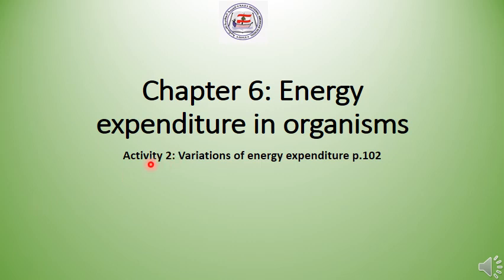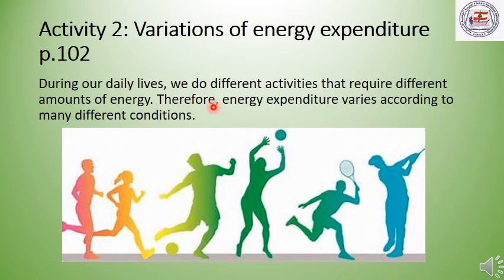Today we're going to start Activity 2, Variations of Energy Expenditure of Chapter 6, Energy Expenditure in Organisms. To do that, please open your biology books to page 102. During our daily lives, we do different activities that require different amounts of energy. Therefore, energy expenditure varies according to many different conditions that we're going to study in this activity together.